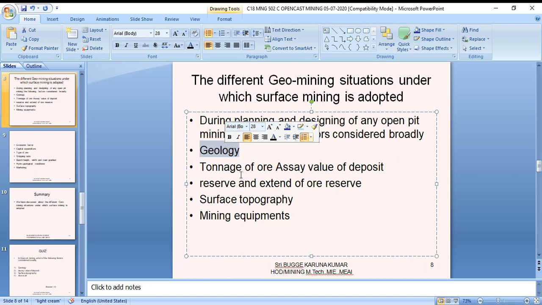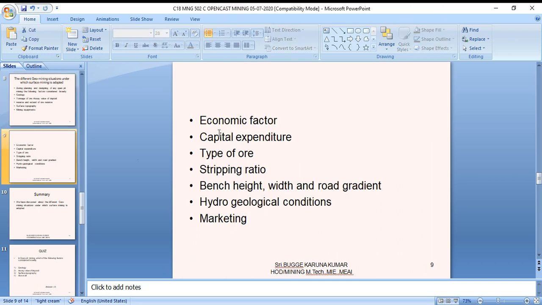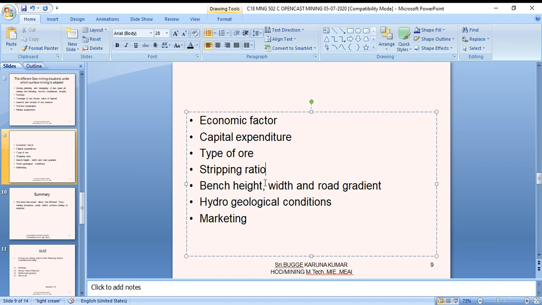Tonnage of ore, SA value of ore deposit is a second point. Resource and extent of ore, surface topography, mining equipment. And coming to the next, economic factors: capital expenditure, type of ore, stripping ratio, bench height, width, and road gradient, and hydrogeological conditions and marketing.